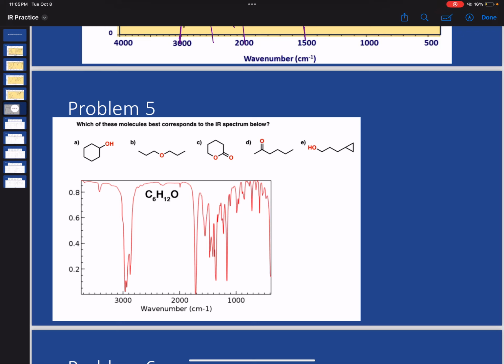Here is IR number 5. Okay, once again, I got this online from somewhere. It's not mine. I didn't generate this, and I don't know the answer. Okay, so with this one, all right, I'm going to go ahead.